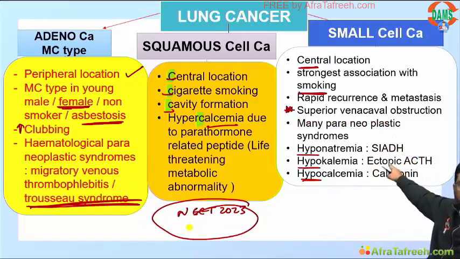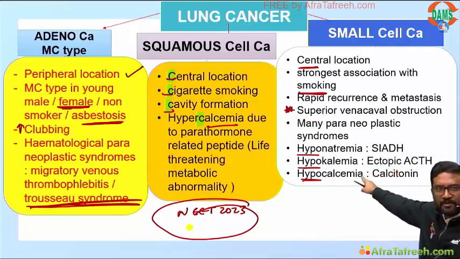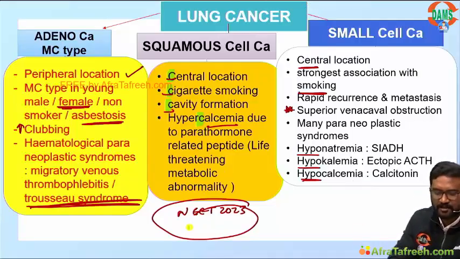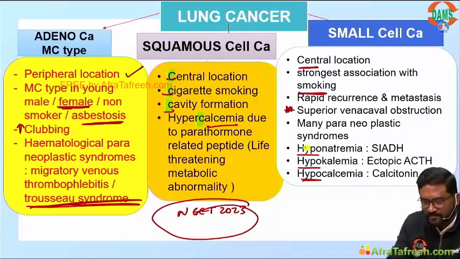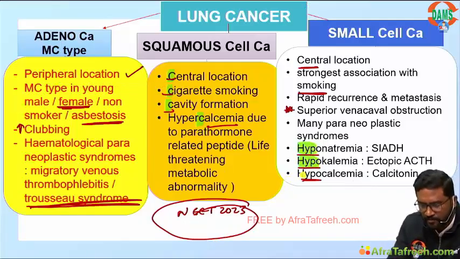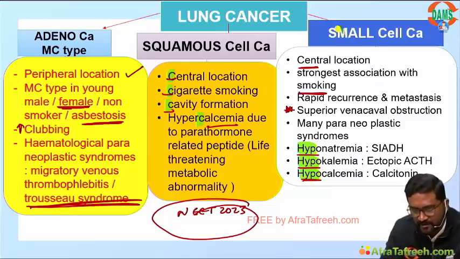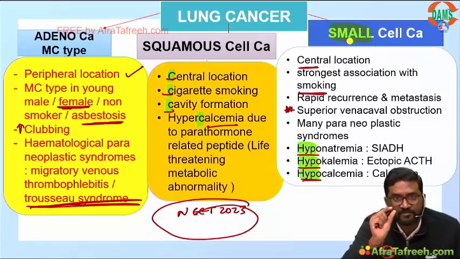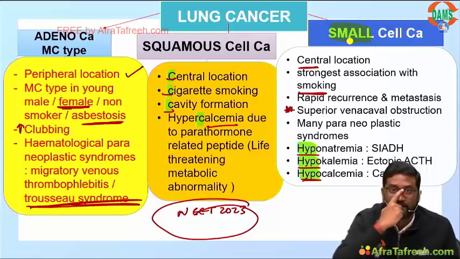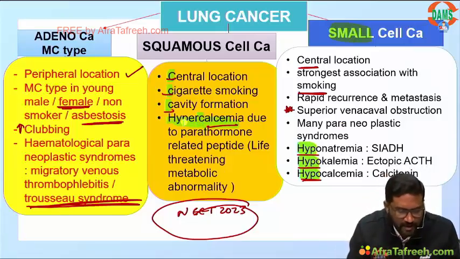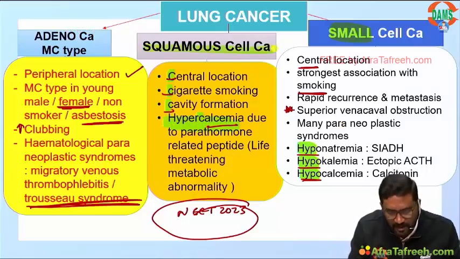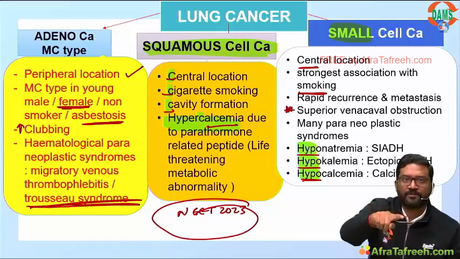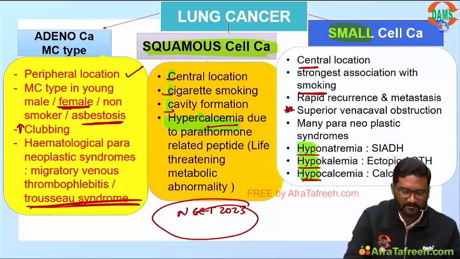Hyponatremia is due to syndrome of inappropriate ADH. Hypokalemia is due to ectopic ACTH. See, tumor cells are producing all these substances excessively. Now see here, students, how to remember this. If you notice here, hypo means less. Small also means less. So this is very key. All the hypos are caused by small cell lung cancer, whereas hypercalcemia is a life-threatening complication of squamous cell. This you should know. Majority of hypos are caused by small, whereas hyper is a life-threatening complication of squamous.